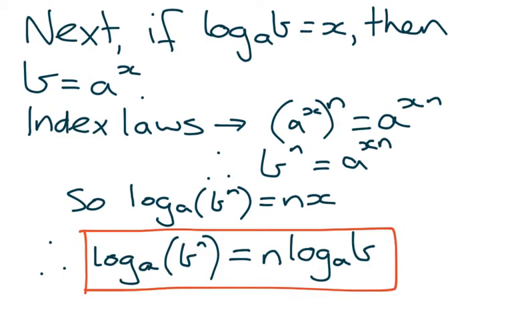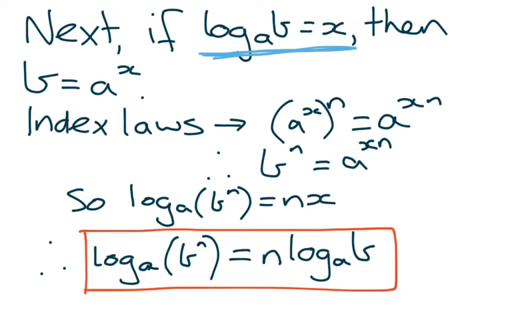The next one is, if we again allow log base A of B to equal X, then we know that B is equal to A to the power of X. And we know from our index laws that if we do A to the power of X all to the power of N, we end up with A to the power of X times N. So that's the same as saying B to the power of N is equal to A to the power of X times N. Now if we rearrange that into log form, we get log base A of B to the power of N is equal to N times X. And just above here in that first part, we defined X as log base A of B.